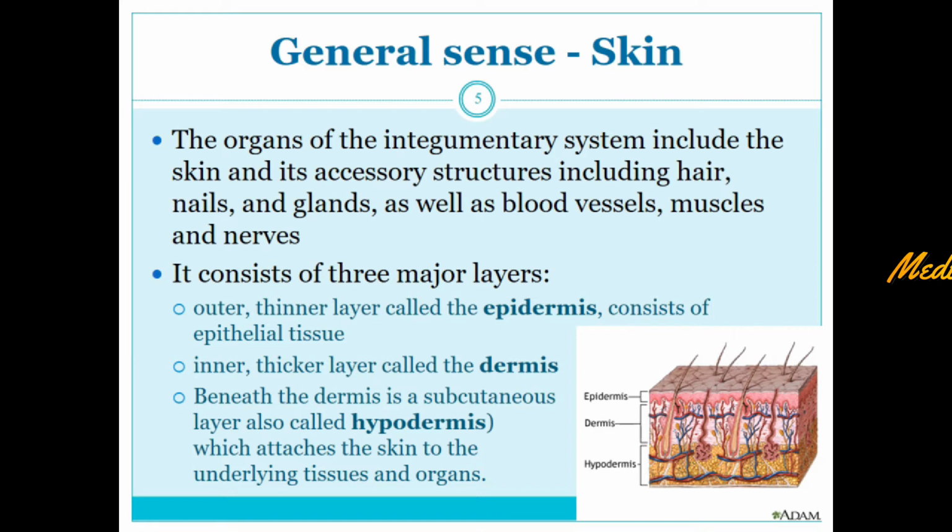Epidermis is the outer, thinner layer. It is composed of epithelial tissue. Dermis is the inner, thicker layer. It is the main part of the skin. Just beneath the dermis, hypodermis is there. Hypodermis is important for the attachment of skin to the underlying tissues and organs. So it is also called the subcutaneous layer. In the picture below, you can see the epidermis, dermis, and the hypodermis.